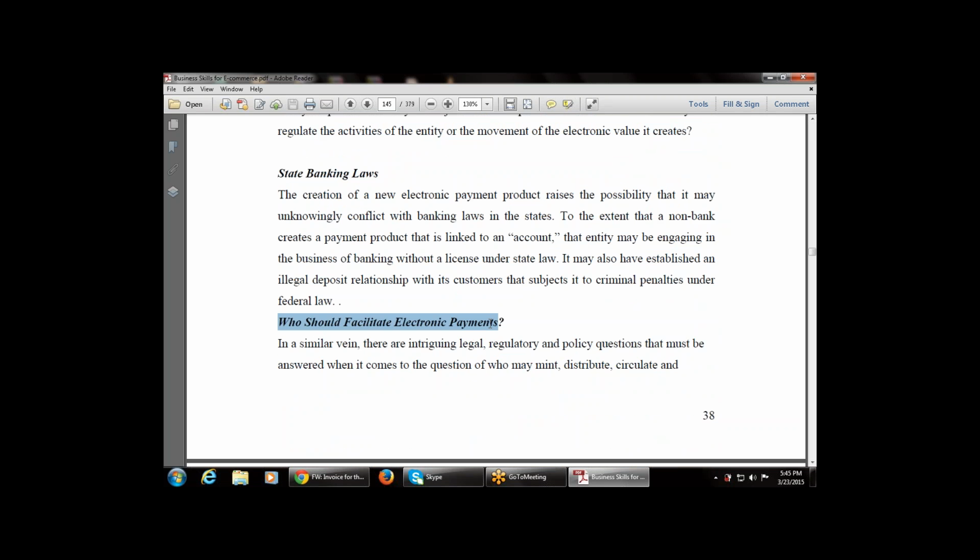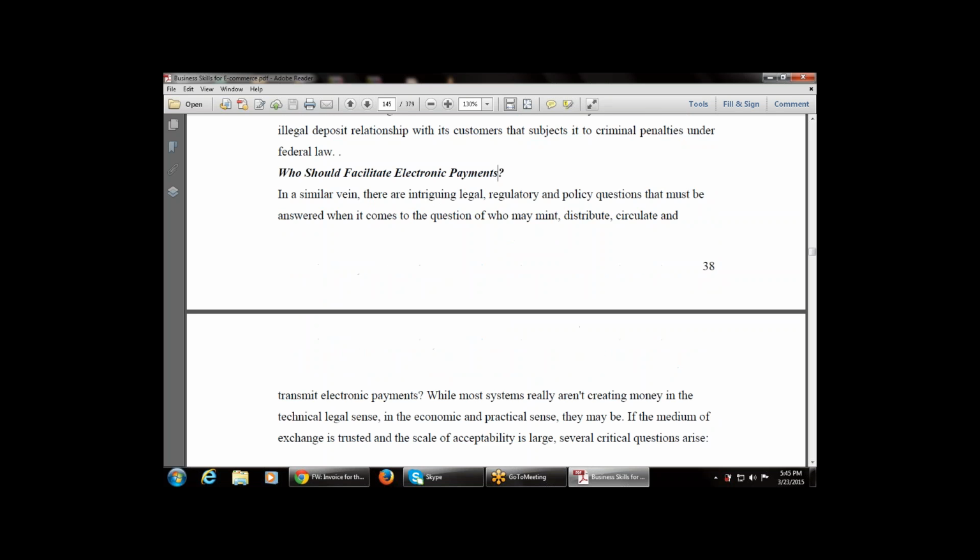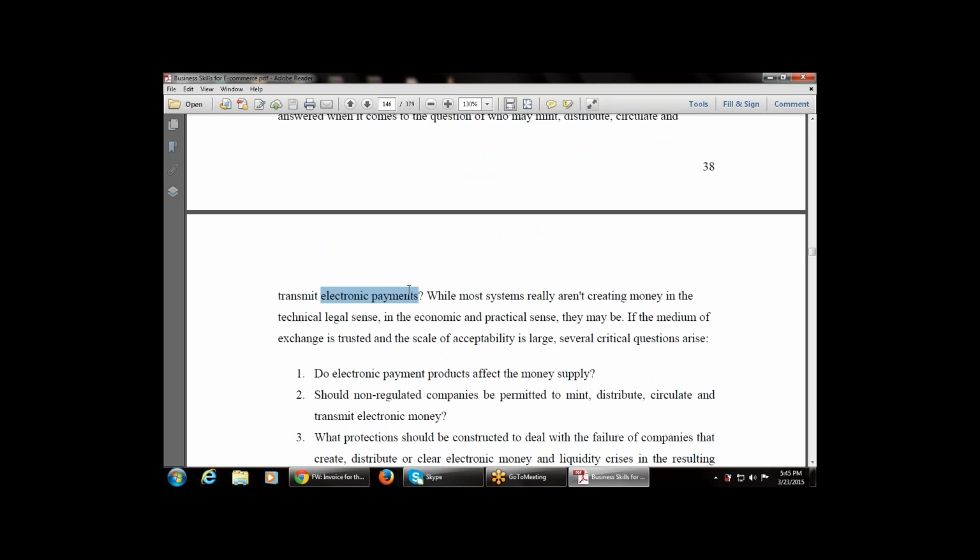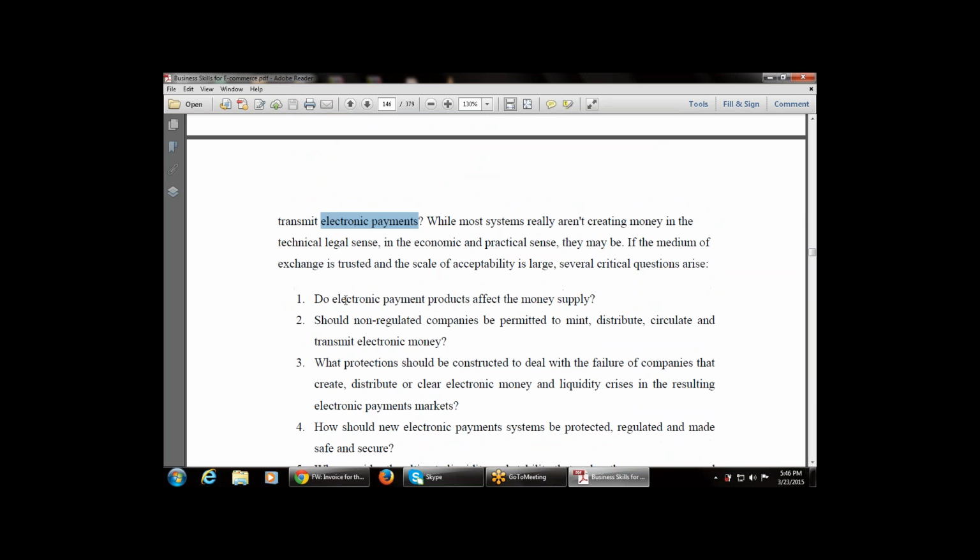Then who should facilitate the e-payments? In a similar vein, there are integrating legal, regulatory and policy questions that must be answered when it comes to the question of who may mint, distribute, circulate and transmit e-payments. That is, why we are using the e-payment system, how we are using it, and what the use of the e-payment system is. These are the various questions. Do e-payment products affect the money supply?